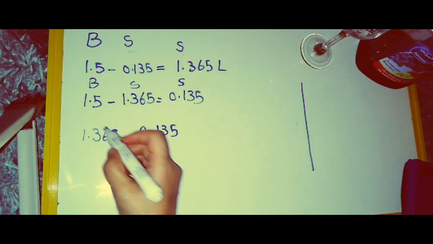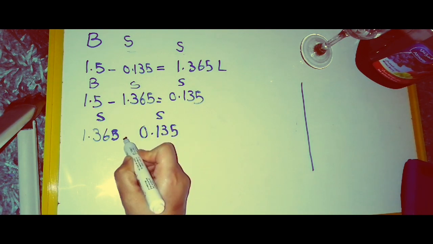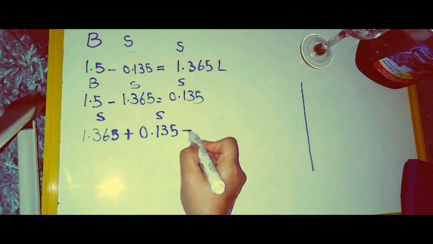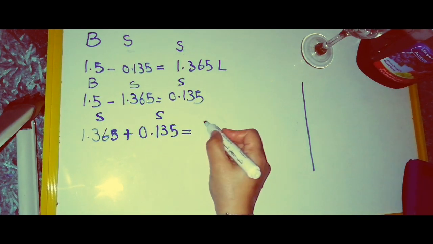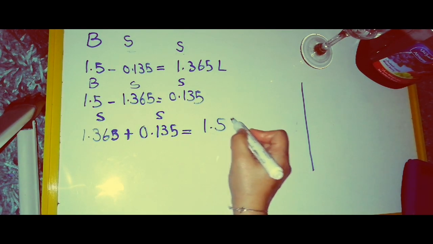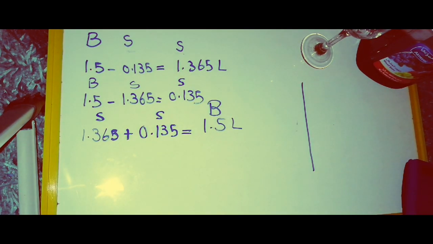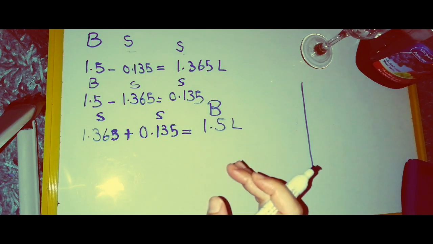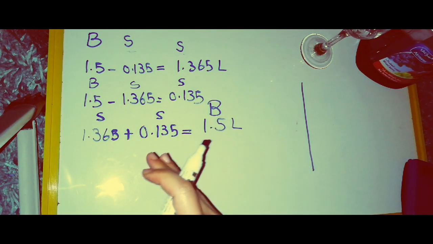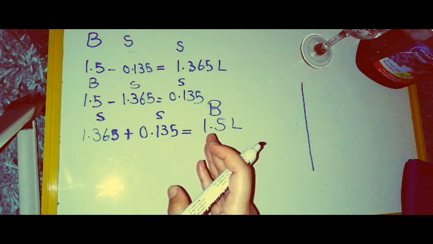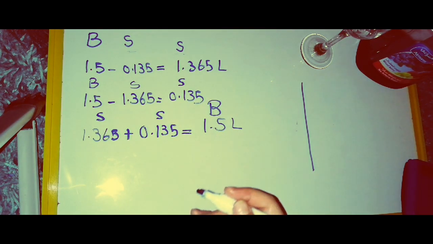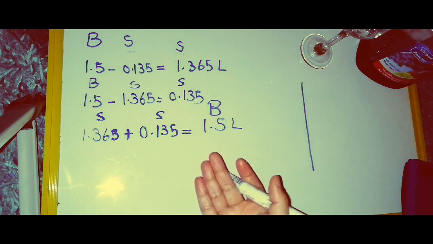Let's see, how can I get this? This is small and this is small. So what to do here? I'm going to add to get the number, which is 1.5 liters. So this is the big. Now I hope you understand this, and the difference between all these three types, because they have the same three numbers, but I'm changing the places of the numbers for the operations, and I'm changing the operations. Sometimes I subtract, sometimes I add. It's according to what I need to find.